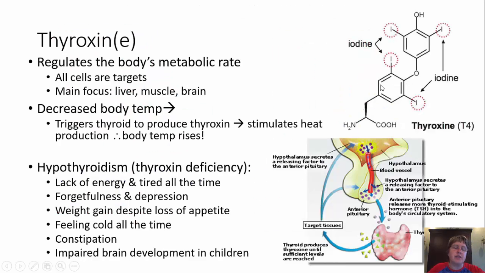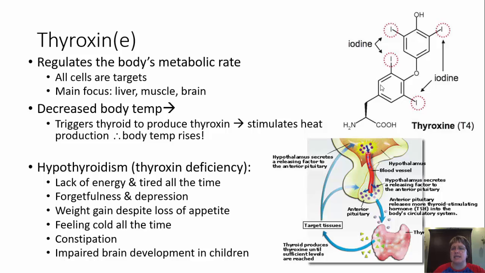All right, so now we're going to move into some other hormones that are involved. The next one is called thyroxine, or thyroxine. You'll see it either way. This is a hormone that regulates your body's metabolic rate. All cells in the body are targets of this hormone, but the main focus of this hormone is really the liver, the muscle, and the brain.